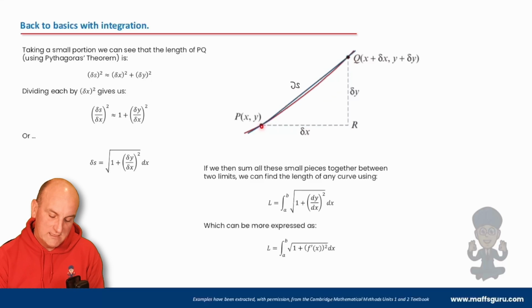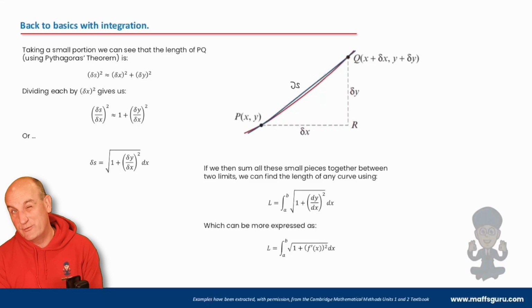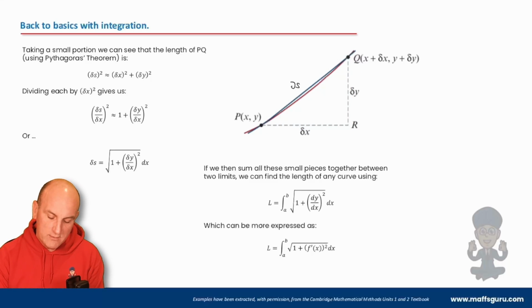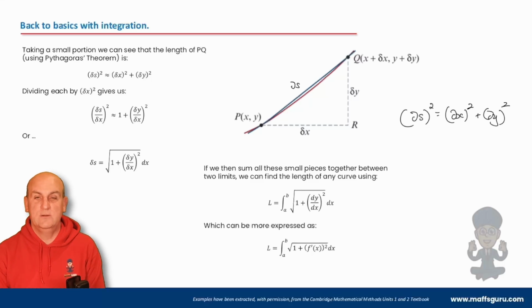Now, wherever we have a straight line, we can turn it into a right angle triangle. And wherever we have a right angle triangle, we can use Pythag or trig. Well, let's use Pythag. If I know this is a small distance of x, and this is a small distance of y, then the hypotenuse squared, delta s all squared, is equal to delta x all squared plus delta y all squared. That's nothing more than c squared equals a squared plus b squared.